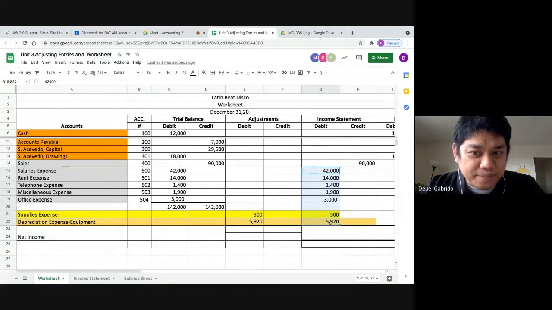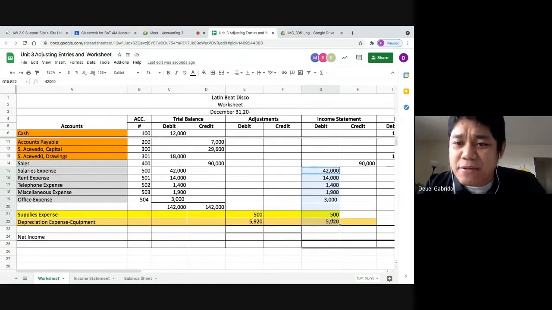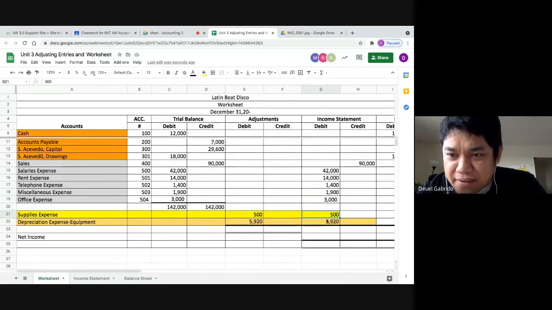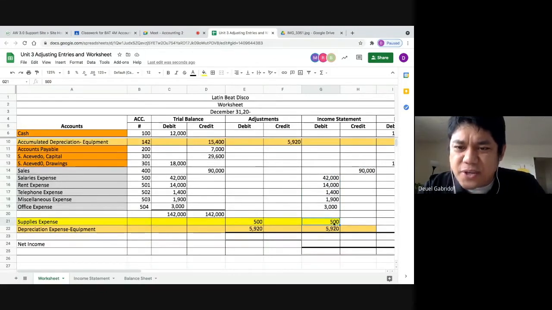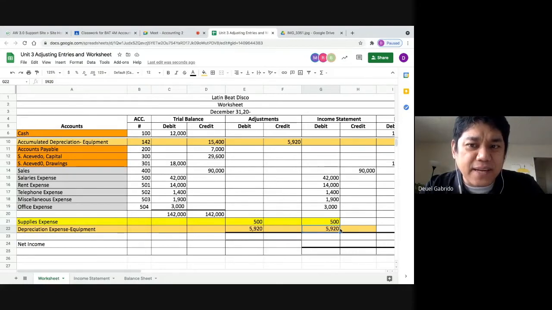Yes? No? Yes. Okay, what if we did not include the 500 here at the bottom, guys? Can we not include 500 and the 5,920? What's going to happen to your net income if we do not include the new expenses this year? Will it be overstated or understated?